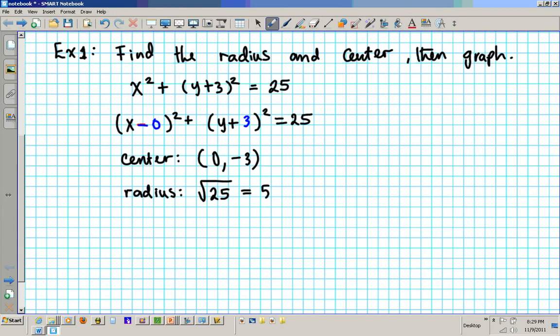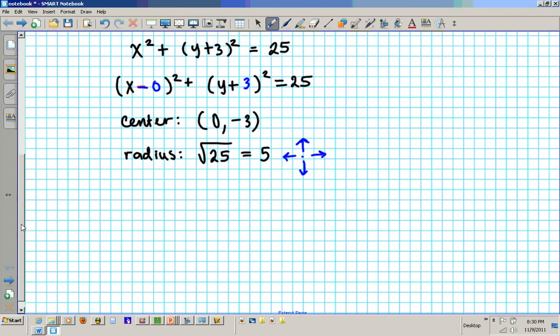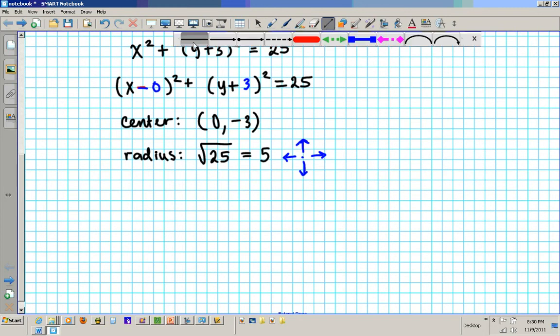What does 5 being the radius mean? It means that from the center, (0, -3), you're going to be going in all directions 5 units. So you're going to go 5 units to the north, 5 units to the south, 5 units to the east, 5 units to the west. That's what 5 being the radius means. Alright, let's generate the graph of this circle. All we need is just a center and the radius, okay?